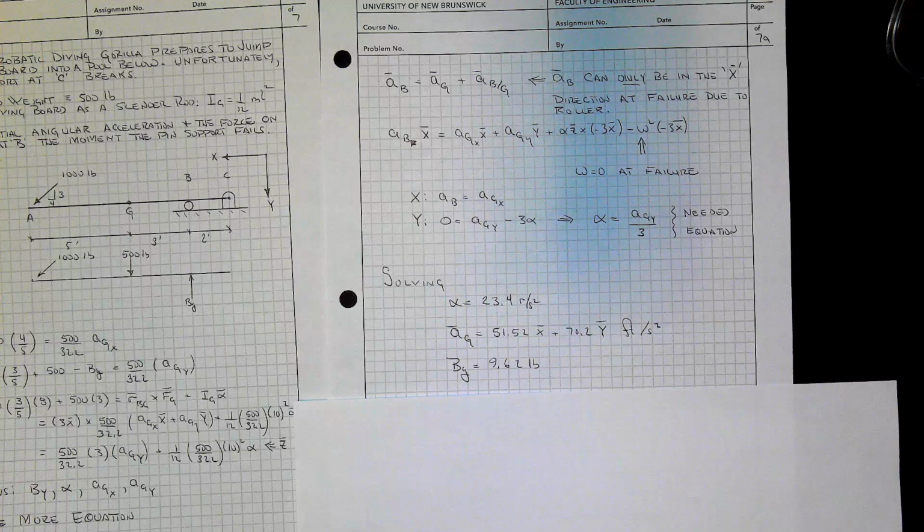And so once we do that, we have 4 equations and 4 unknowns. I'll let you go through the work and figure this out just to do the algebra. But alpha works out to 23.4 radians per second squared. The acceleration at G is given by this. We have X and we have Y. And the force at B, look at that. The moment this pin breaks, initially, that's supporting a lot of weight. It instantly goes to almost 0. It's really small, 9.6 pounds. Really, really small.